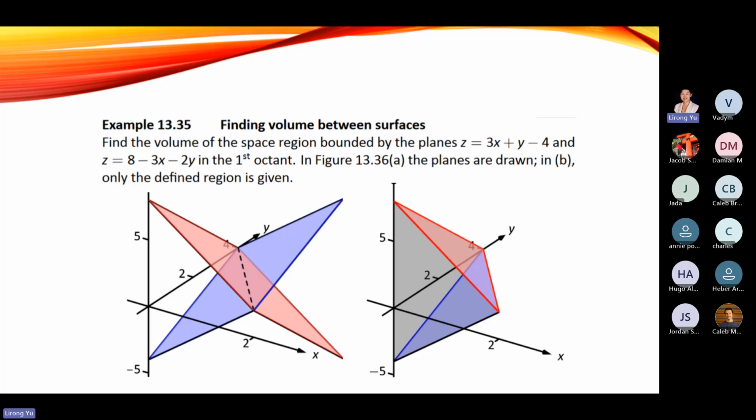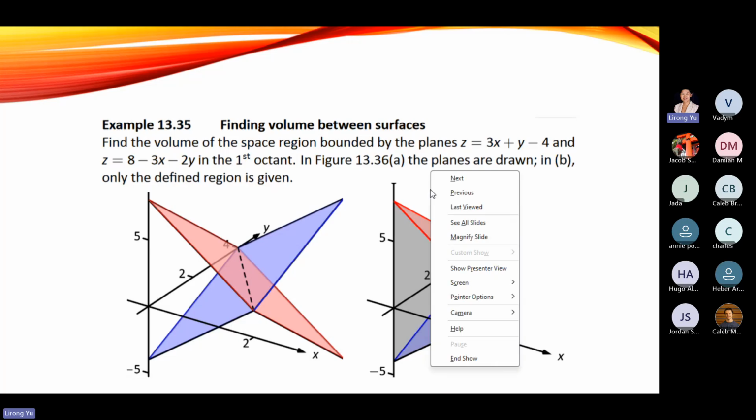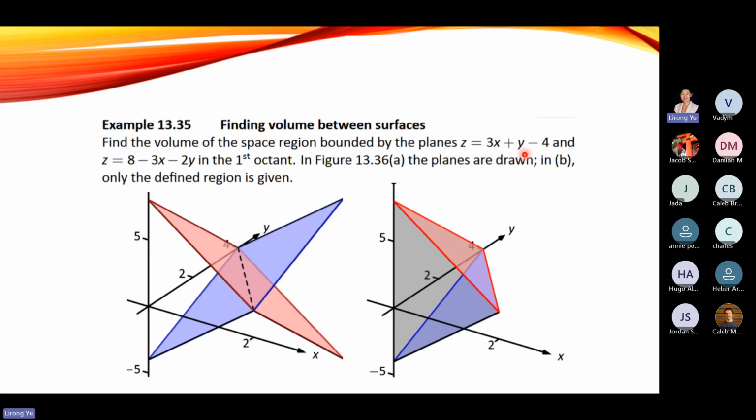So this is one of the questions that we had to illustrate that this works and that triple integration also works. What is this question? This question says we have two planes. One plane is z equals 3x plus y minus 4, which is at -4 when x and y equal 0. So that will be the lower surface. Z equals 3x plus y minus 4.